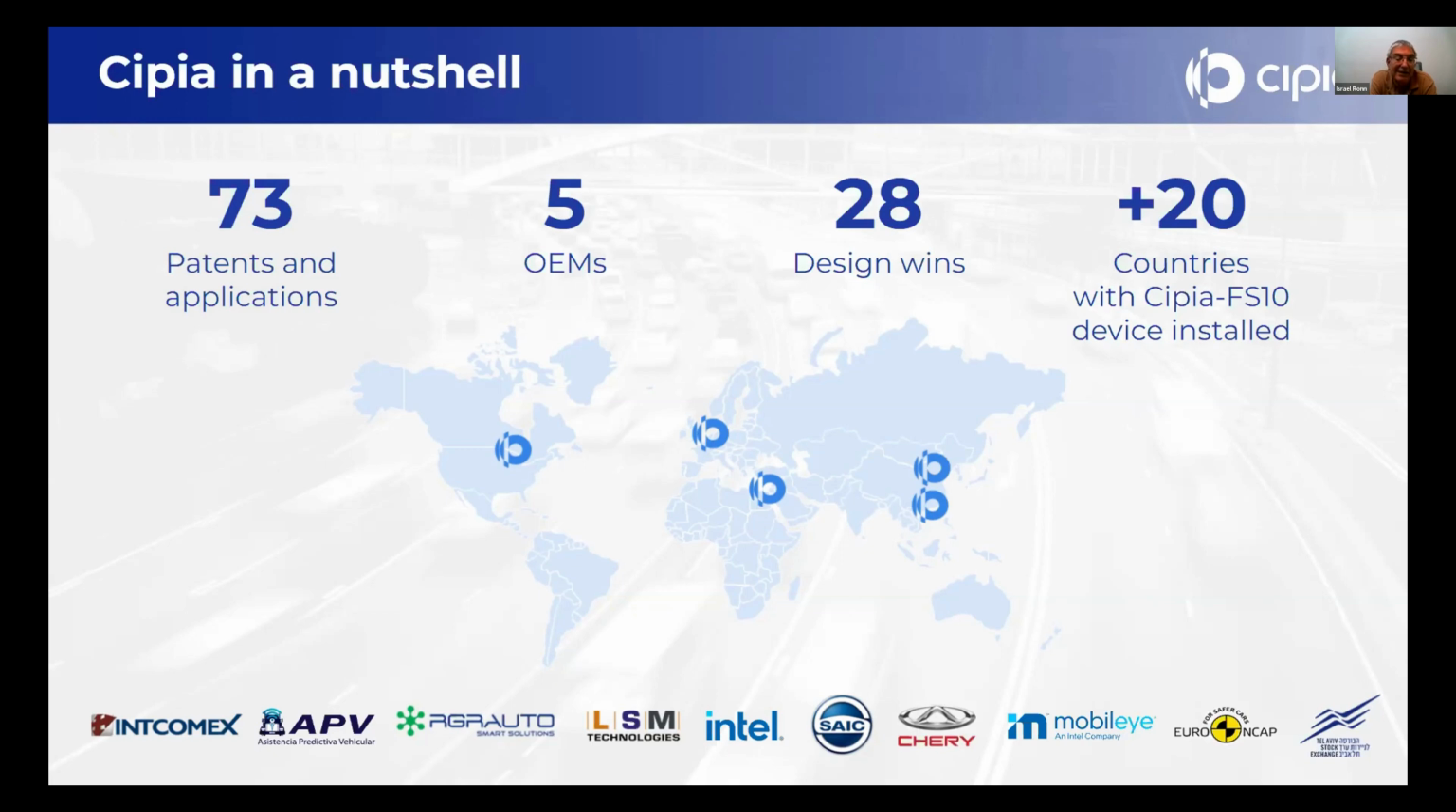The second business line is the aftermarket, and this is the area I am responsible for. Here we are selling the Cipia FS10, which is a video telematics driver monitoring device, and it will be the center of our presentation in this webinar. The Cipia FS10 is sold in over 20 countries, where Latam, India, Australia and the Middle East are main markets, and we have presence in the United States as well.